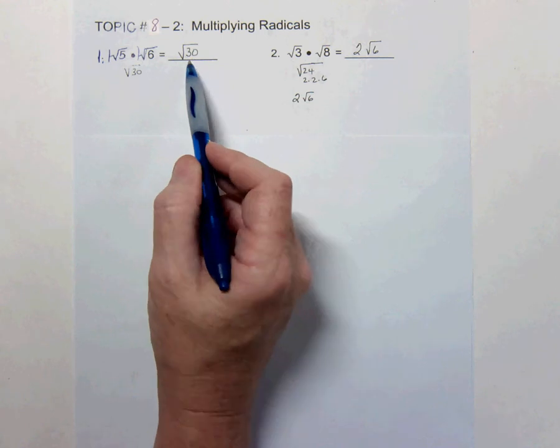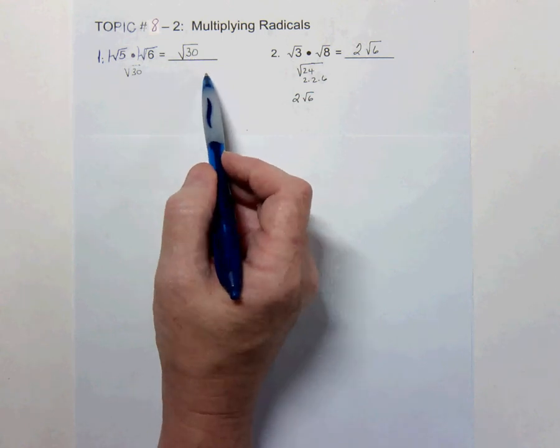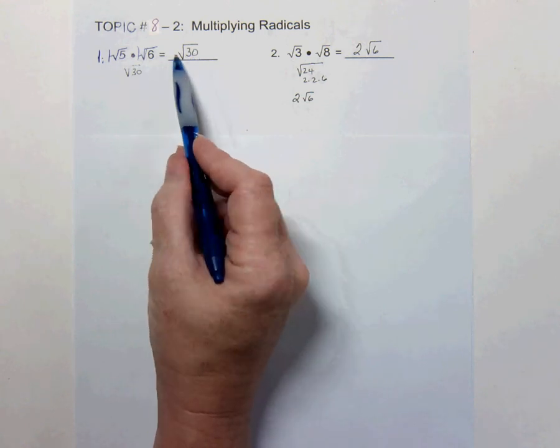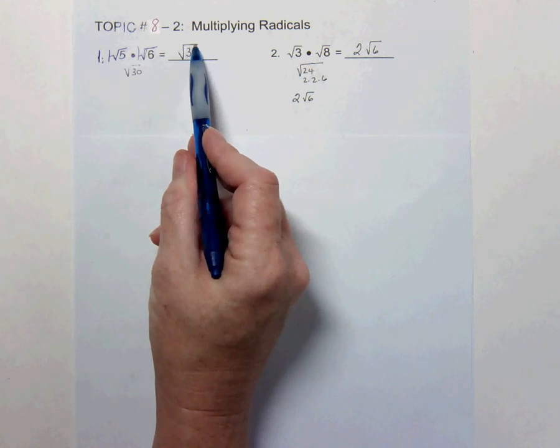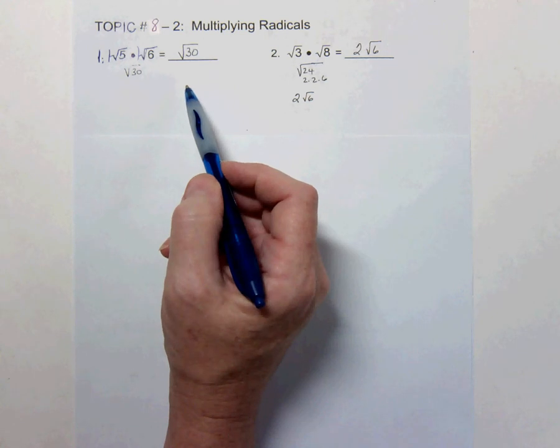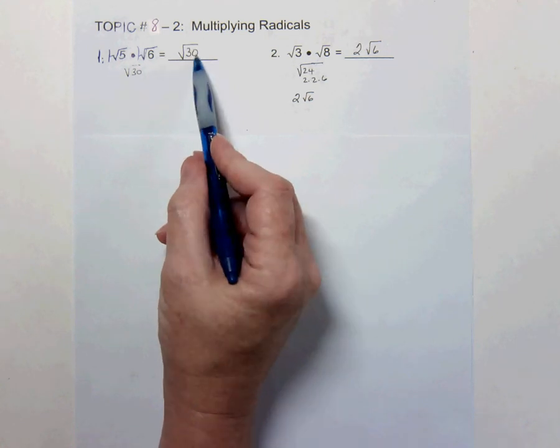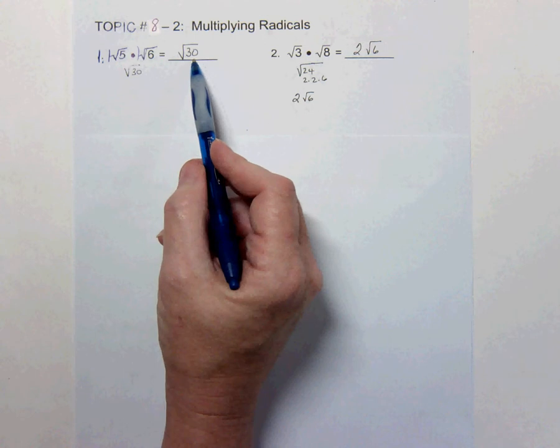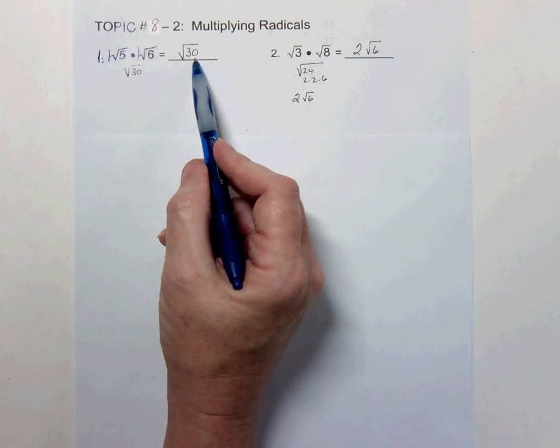This cannot be factored with perfect squares, so we leave it as square root of 30. Because 10 and 3, 10 is 2 and 5, you'd have a 2, a 5, and a 3 to get your factors out of that, and none of them are a pair, so you leave it like this.